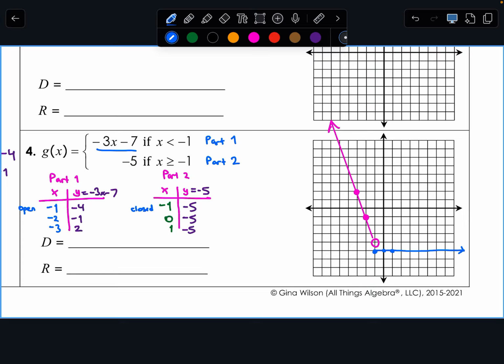Now, remember, domain goes from left to right. So, can anybody tell me what you see on the far left of this graph? What do you see on the left side? Negative infinity, because you see an arrow. On the left side, that arrow represents infinity, but like he said, because it's on the left side, it's a negative infinity.